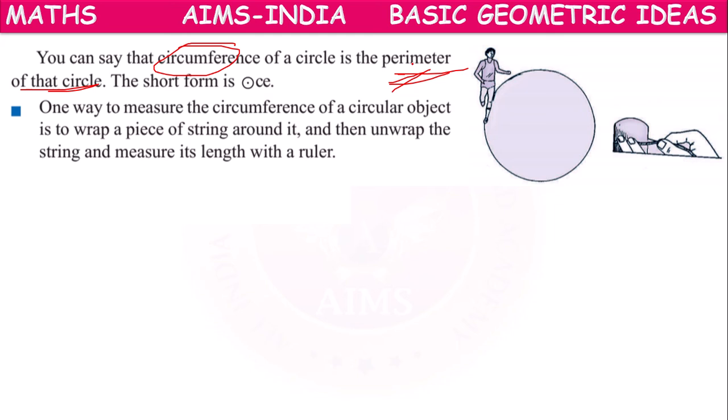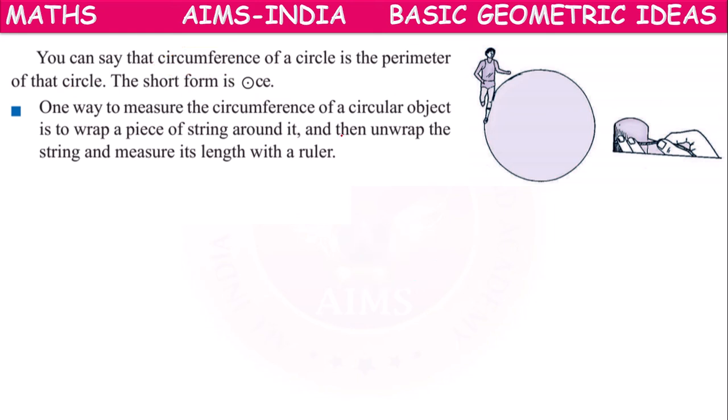The short form of circumference is drawing a circle, keeping the middle point, and writing beside it CE, which means circumference. This is the short form of circumference.